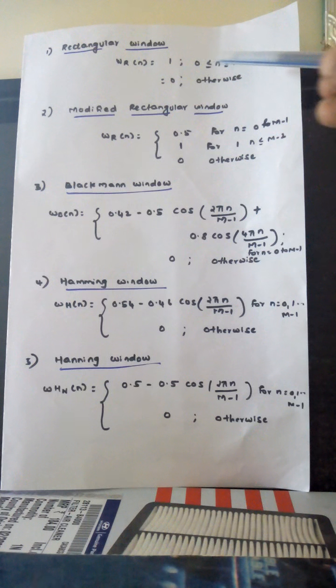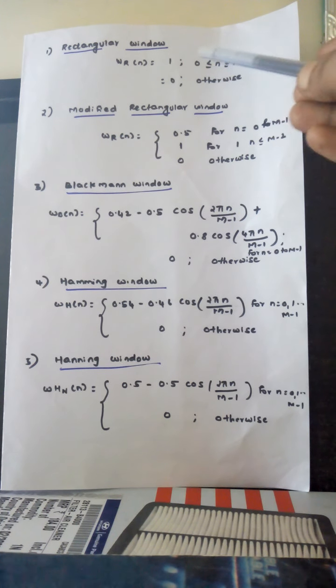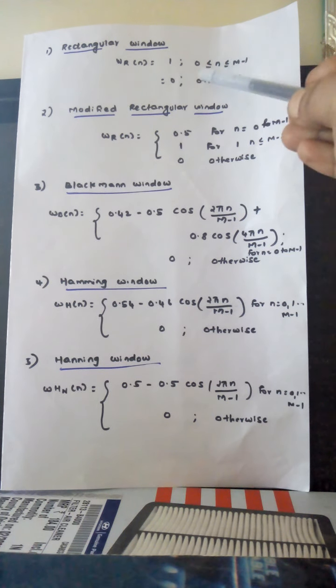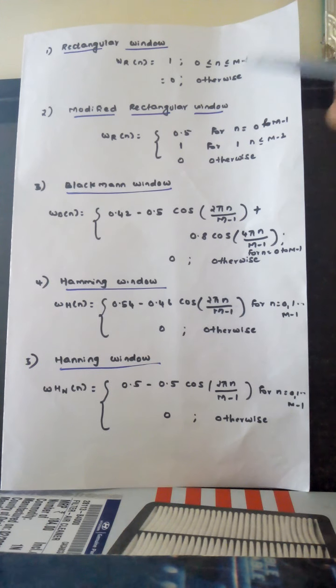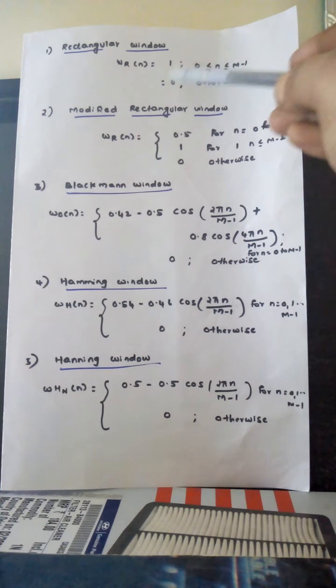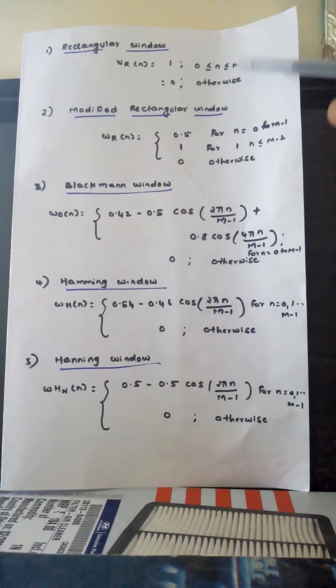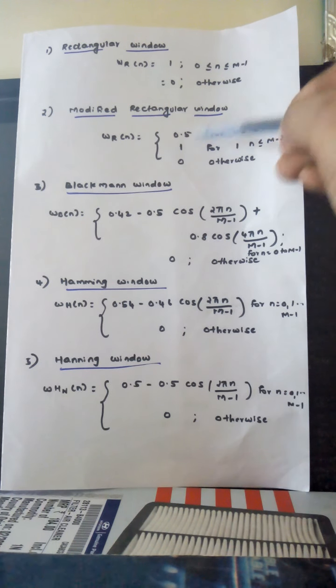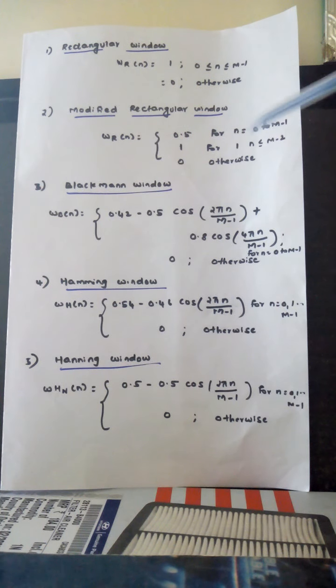So first one, the rectangular window. The rectangular window will have a magnitude where the n value varies from 0 to M minus 1. So M minus 1 gives a finite range. For all these values your magnitude will be 1. Other than that, all the values will be 0. So that is nothing but your rectangular window. For the modified rectangular window, when n equals 0 and n equals M minus 1, that means the first value and last value will have a magnitude of 0.5, and the remaining values in between, that is n equal to 1 to M minus 2, will have a magnitude of 1. All the remaining values will be 0. So that is the modified rectangular window.